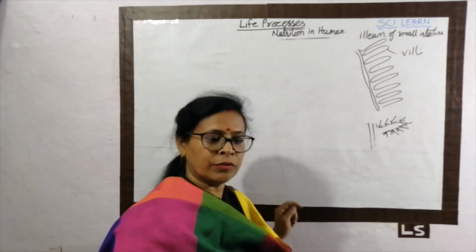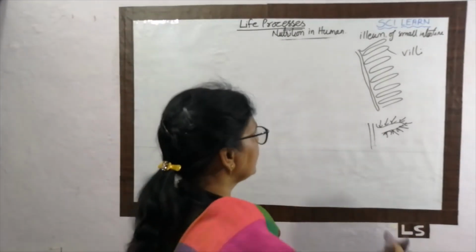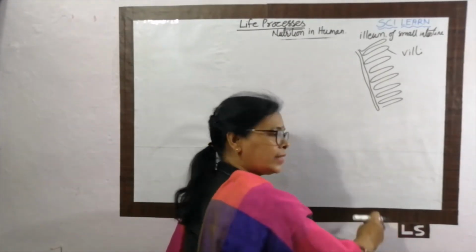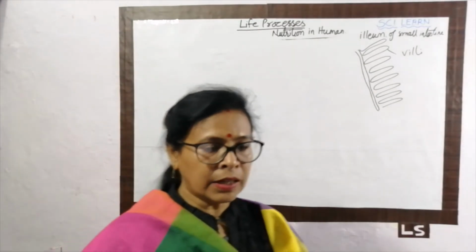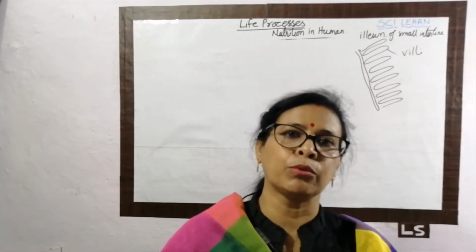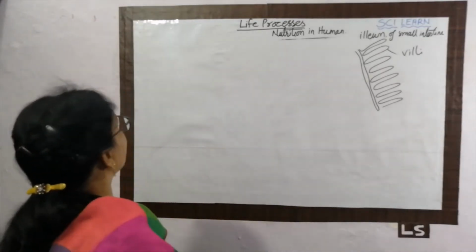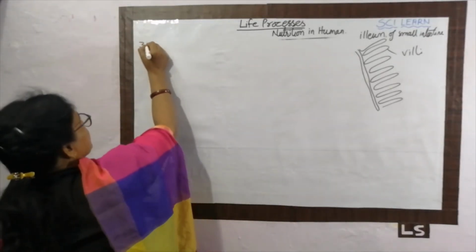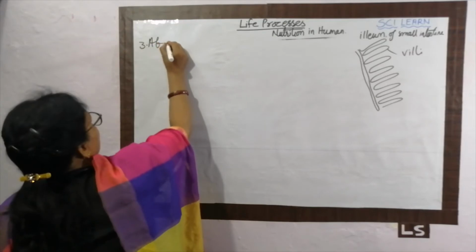So that is the role of, again, one more important role of the small intestine. What is the role of small intestine? Small intestine also plays an important role in the process of absorption. What happened in the absorption? That is the third step of the digestion, absorption.